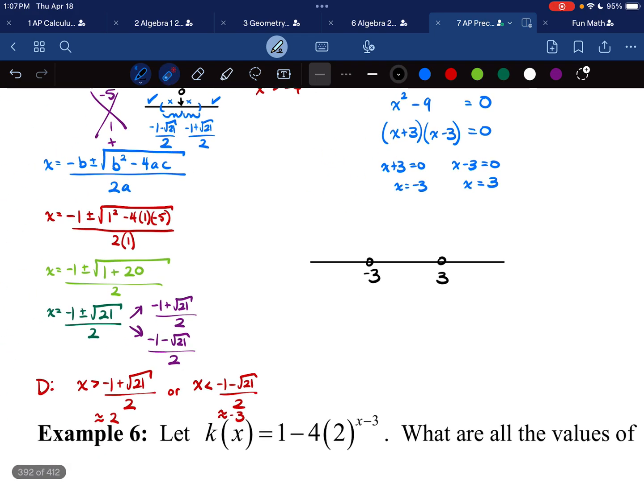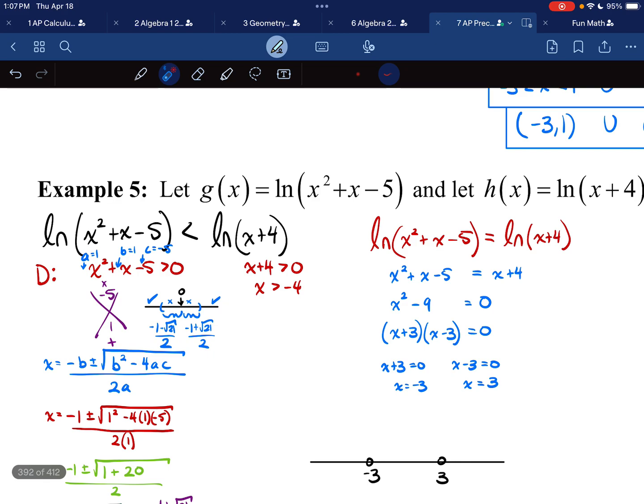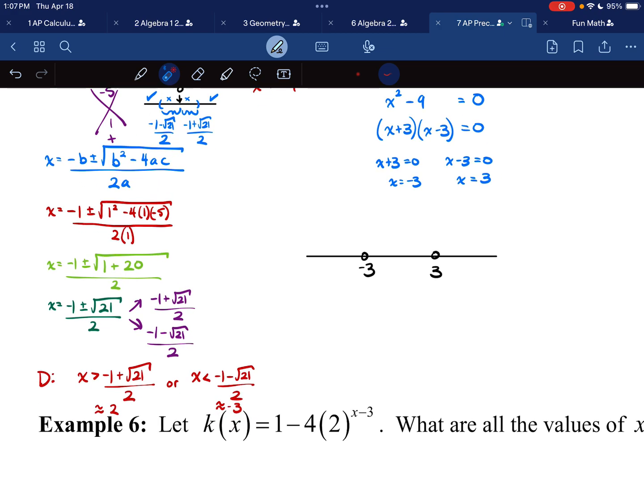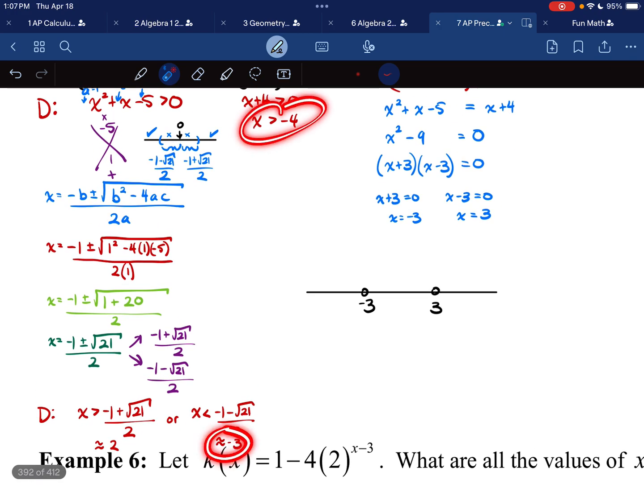Let's see, what are these domains? They're kind of the hardcore walls. I have a domain that has to be greater than negative 4. You know what's even bigger than negative 4? We have to be bigger than negative 3. So between this domain and this domain, this one is more restrictive.